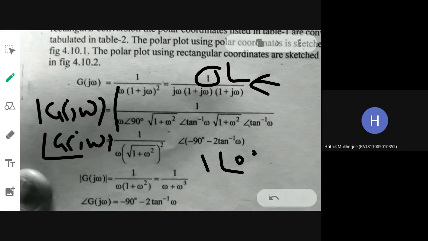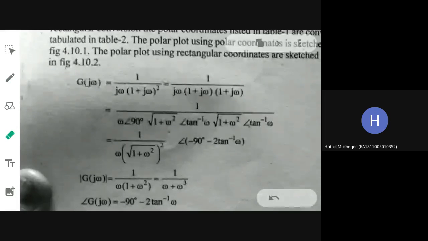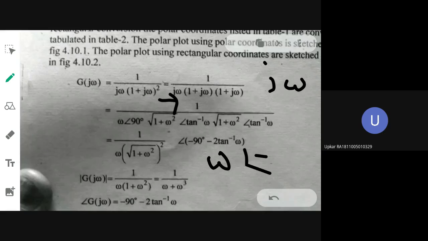Now for this jω factor, what is the angle and what is the magnitude? Come on, all these things are not new to you. jω is in the denominator. J means what will be the angle? ω is the magnitude, and minus 90 is the angle. Because the term is in the denominator, you will be having minus 90.